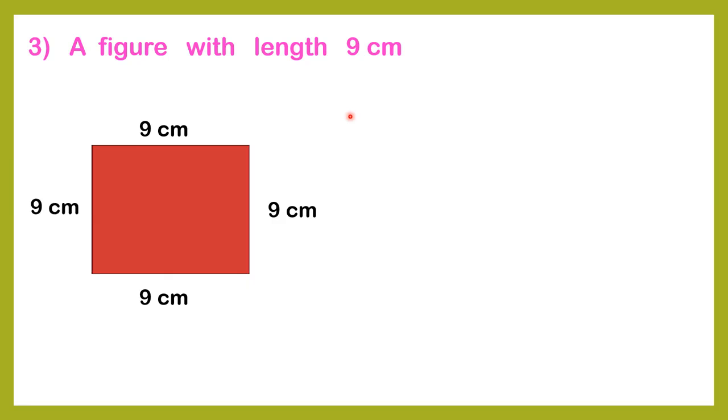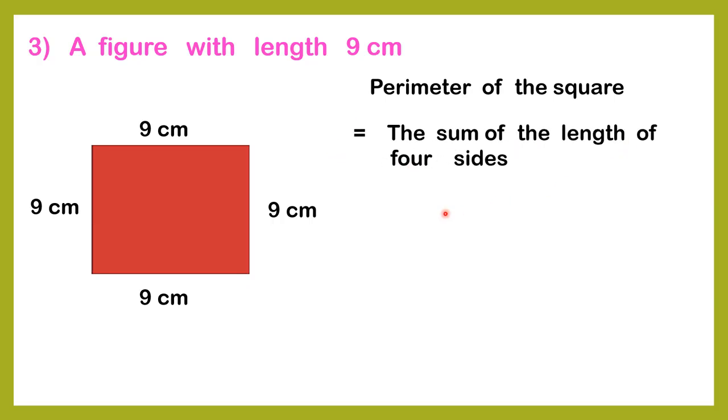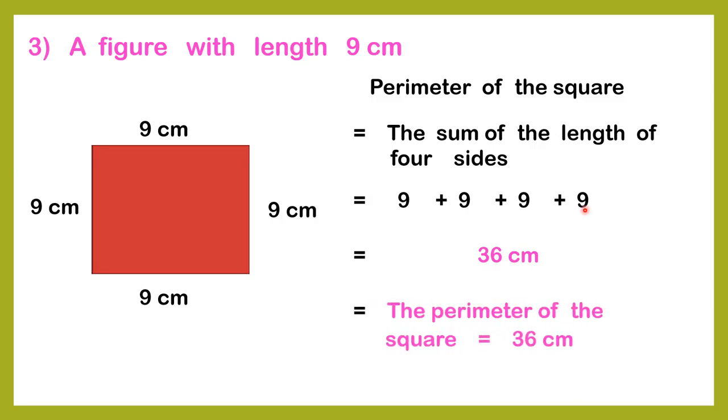Begin. Perimeter of a square is the sum of the length of the 4 sides. So I will write 9 plus 9 plus 9 plus 9. 9, 4 times. So you can either say the tables of 4 or tables of 9, or you can straight away add it vertically or horizontally. You have many choices. I will say the tables of 9: 9 plus 9 is 18, 27, 36. So my answer is 36. So the perimeter of the square is 36 centimeter.